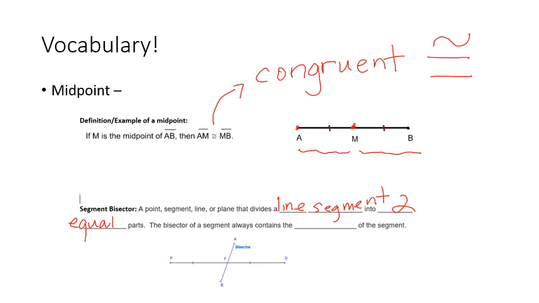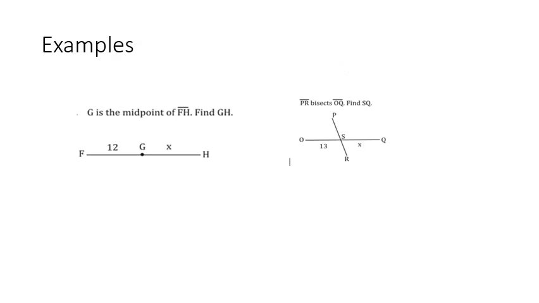Like in this picture, I'm going to grab a highlighter. This is the bisector, and F is the midpoint. The bisector is cutting through at the midpoint, which is F. So just some examples. G is the midpoint of FH.